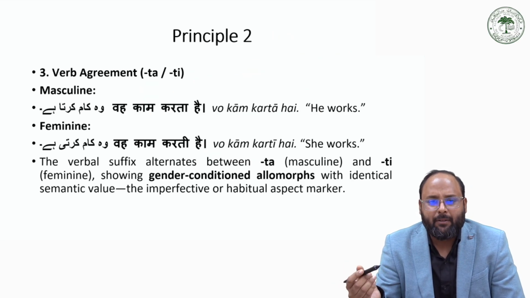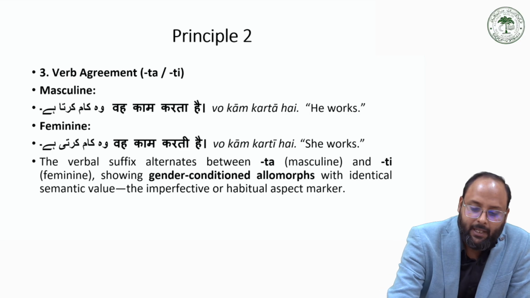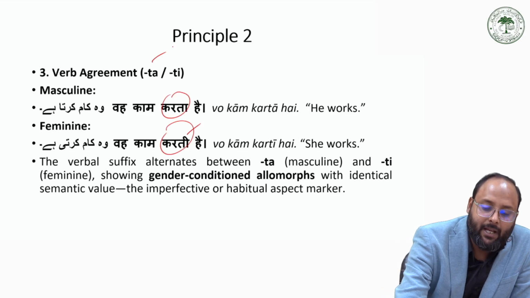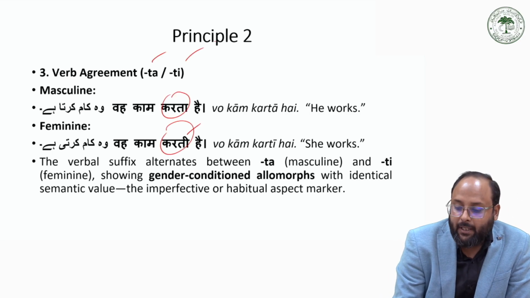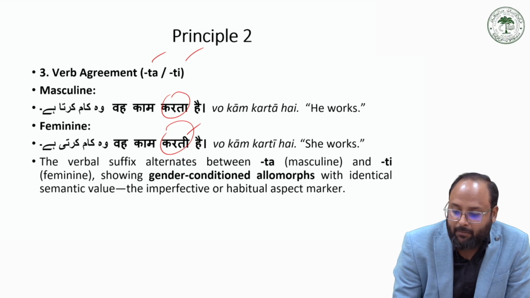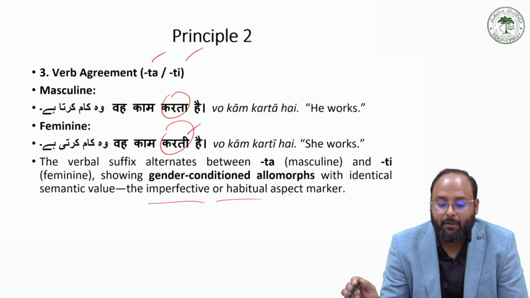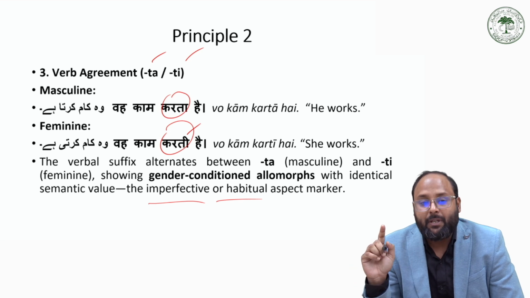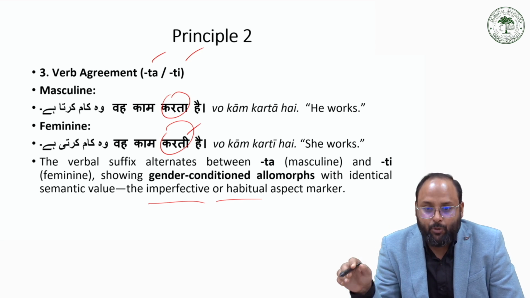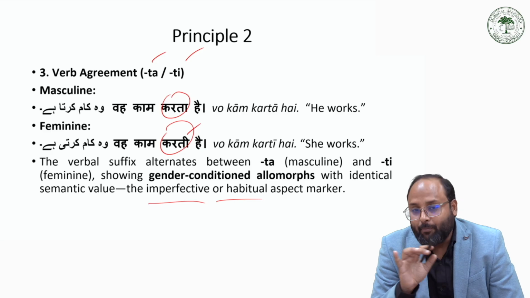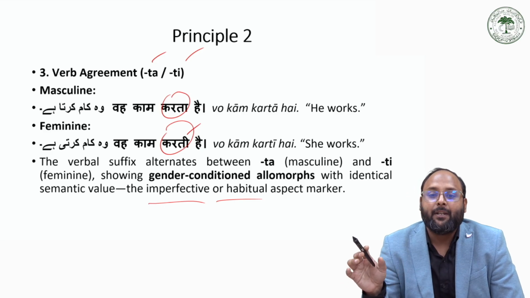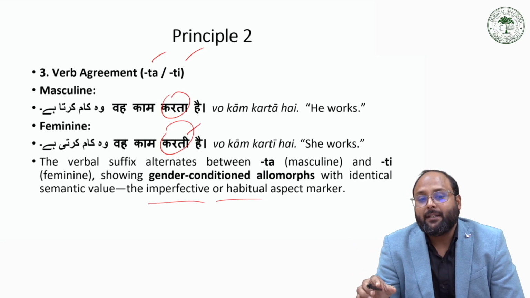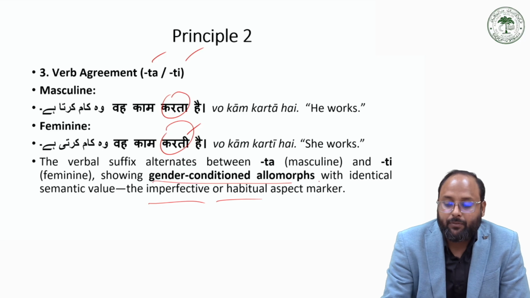And in the same way we have वो काम करता है and वो काम करती है. So ta and ti are for aspect marking, that is for the imperfect or habitual aspect. So that changes, and it gives the same meaning. So that is the meaning of habitual aspect or the imperfective aspect. But this is actually grammatically conditioned. That is the gender conditioned allomorphs.